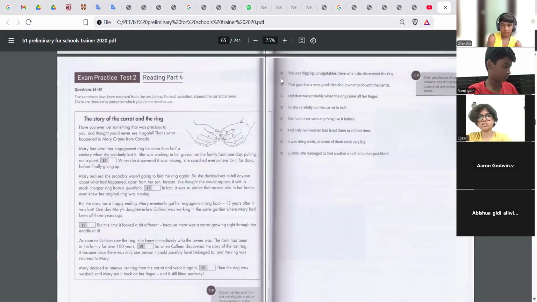Look at that. A, B, C, D, E, F, G, H. You can easily guess what it is. All the words are there. You take your time. Don't worry. You take your time, 10, 15, 20 minutes. You have another 10 days for preparing for the exam.